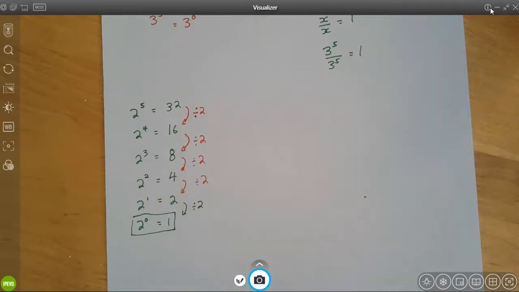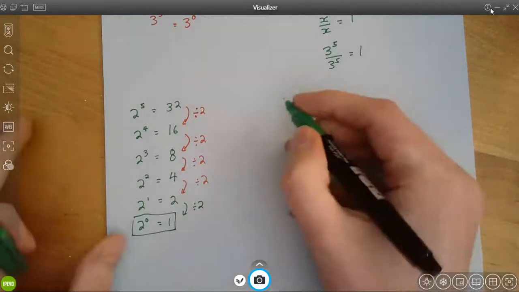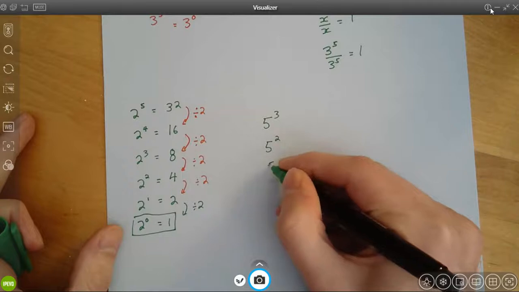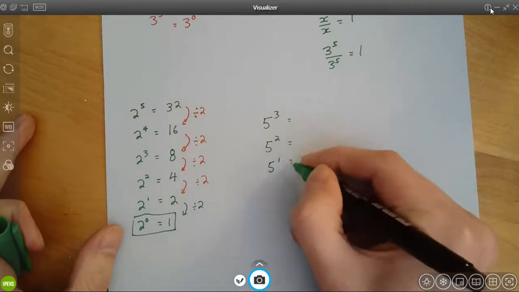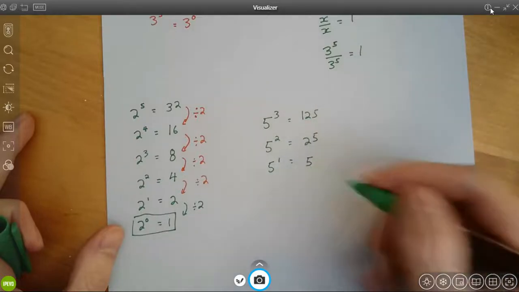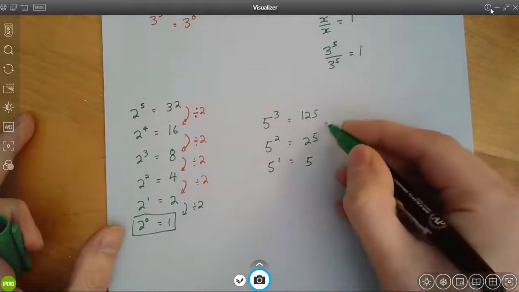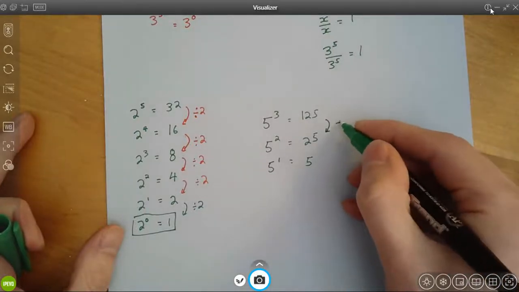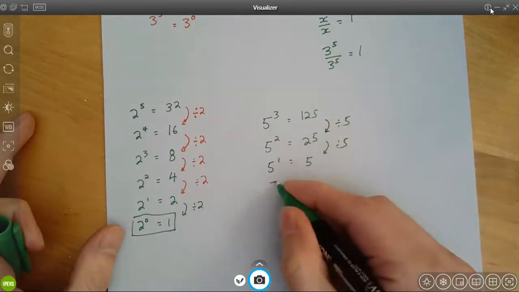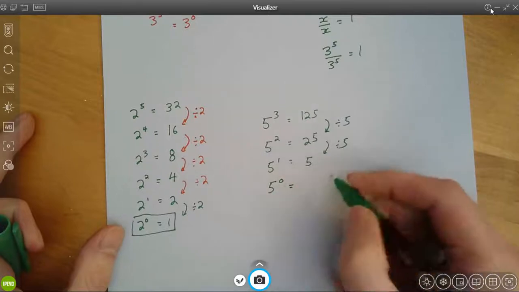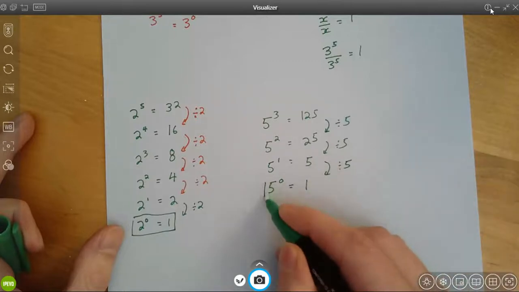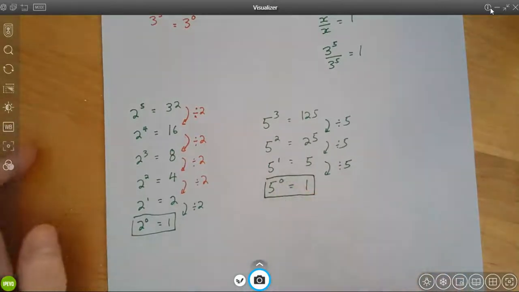So we did this problem with 2 as our base. It's going to work the exact same way. Why don't we pick, I don't know, let's pick 5. So I'll just start at 5 cubed, 5 squared, 5 to the 1. 5 cubed, 5 times 5 times 5, 125. 5 squared is 25. 5 to the power of 1, of course, it's just 5. Again, you notice that each time I'm reducing the exponent, I'm dividing by the base. 25 divided by 5 is 5. So if I want to reduce the exponent one more time, 5 to the power of 0, I'm going to divide by 5. I'm going to keep my pattern, so it has to equal 1. So again, we can see that anything raised to the power of 0 is 1.